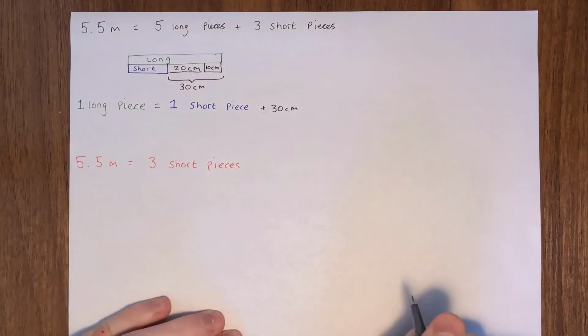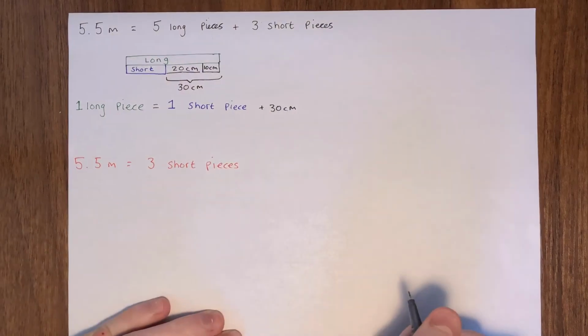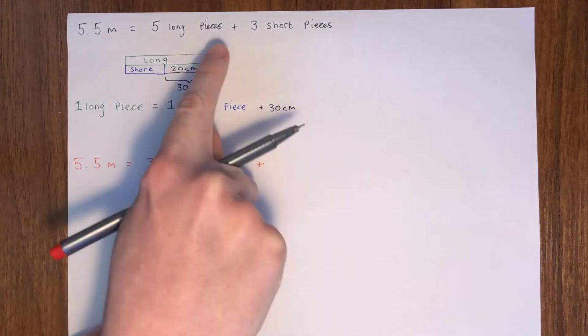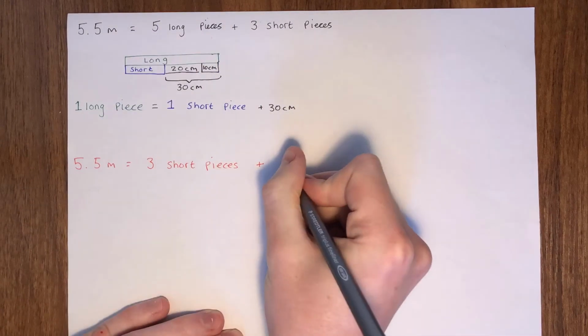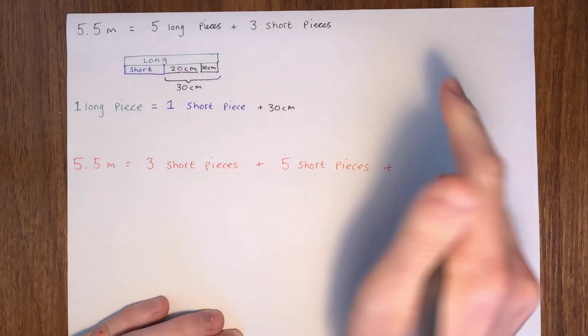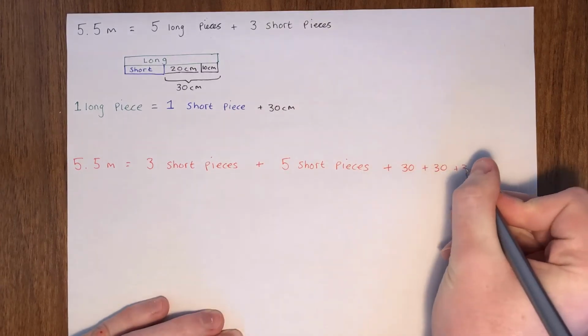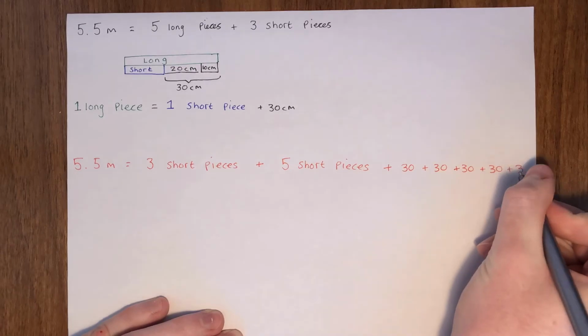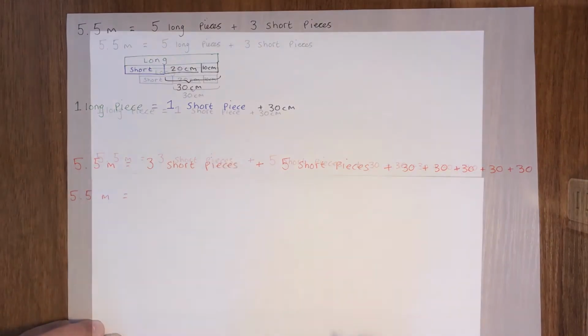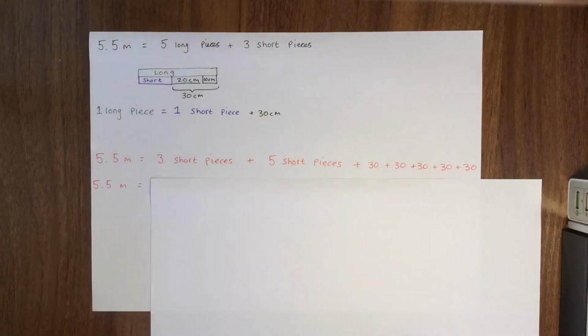5.5 metres is the same as saying that I had the 3 short pieces that I had before, and my new way of writing what a long piece is. So if I originally had 5 long pieces, I can write that as being 5 short pieces and then 5 lots of 30 centimetres, because every single long piece needs to have the 30 centimetres added to make sure it's the right length. I can simplify that again.